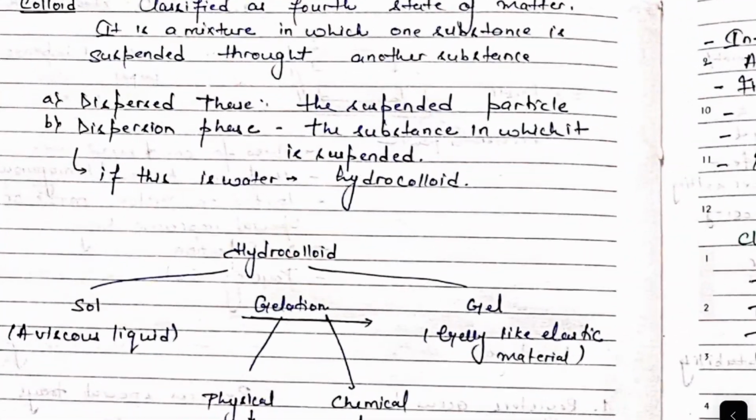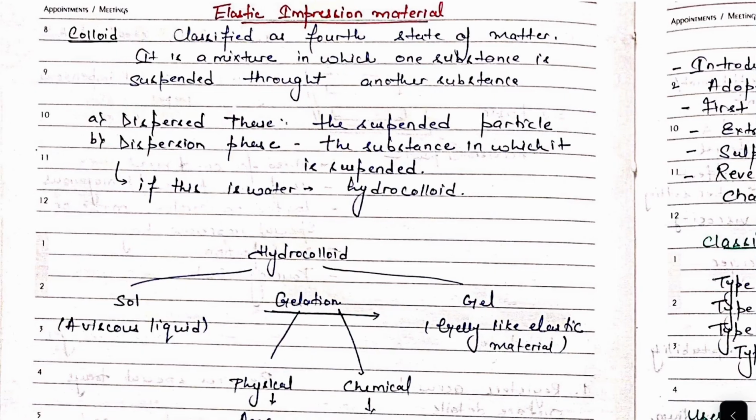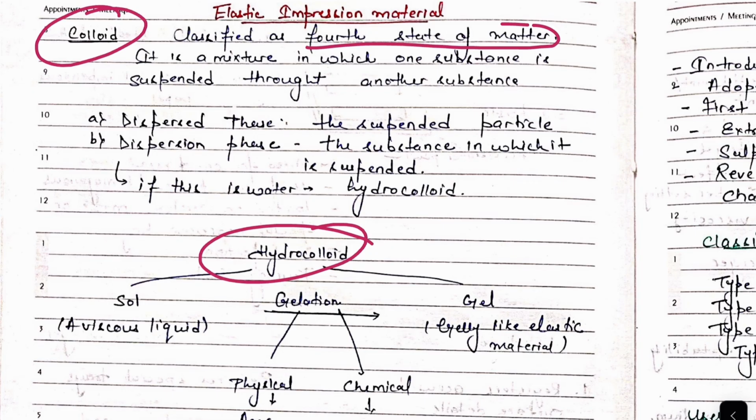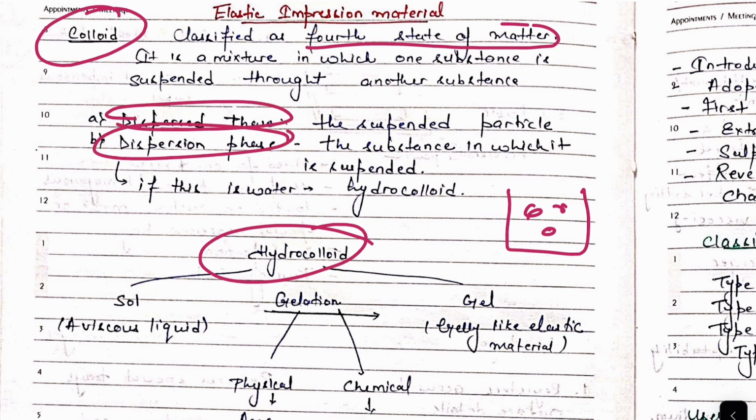So elastic impression materials, these are colloids. Just talk about colloid first. Colloid, because we're talking about hydrocolloids, right? So what is colloid? It is a fourth state of matter. Okay, so it is not solid, it is not liquid, it is not gas. It is when one substance is very homogeneously mixed into another substance, like a sugar solution. So that is a colloid, right? We have a dispersed phase and we have a dispersion phase.